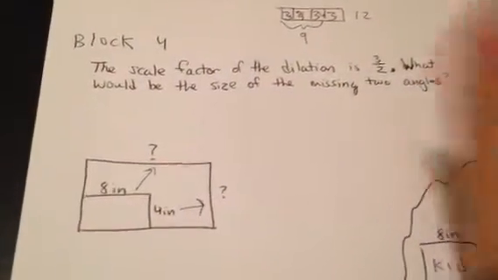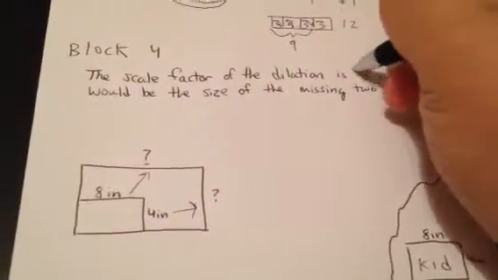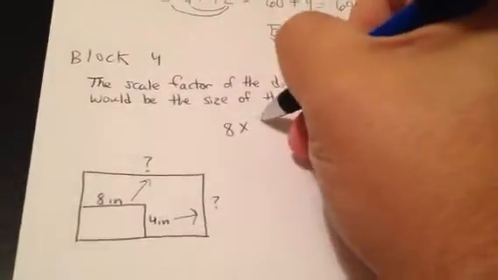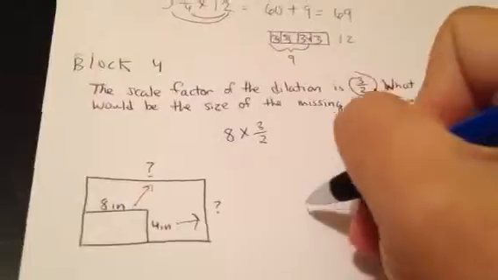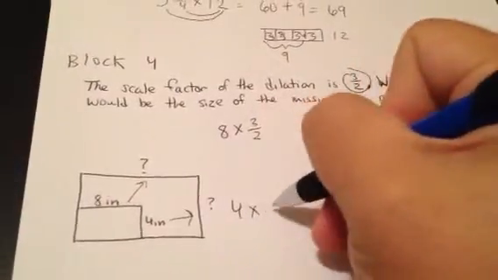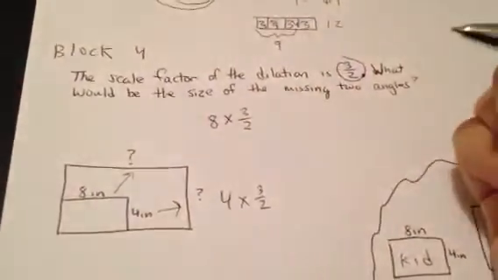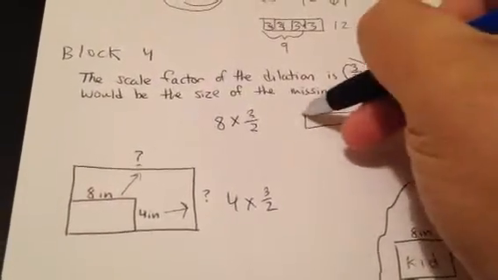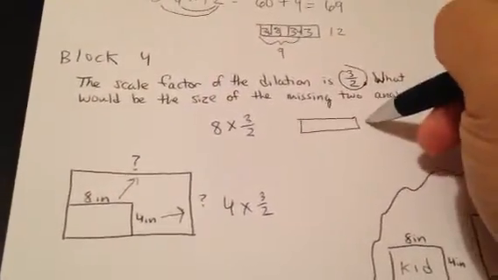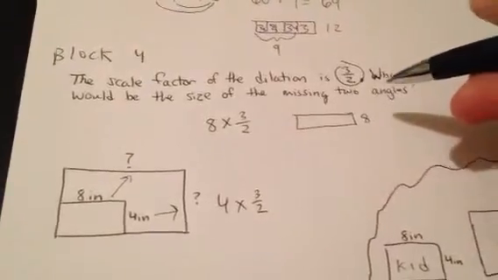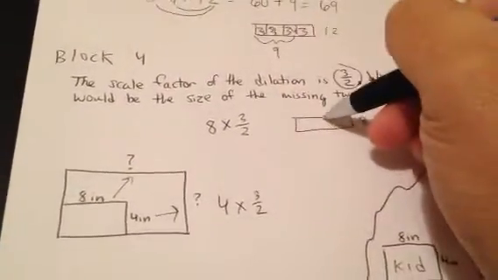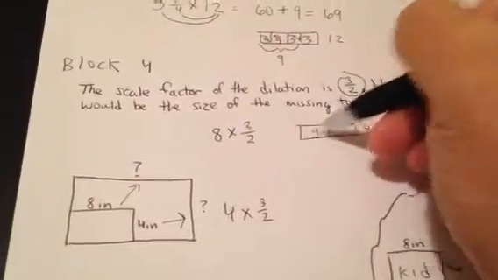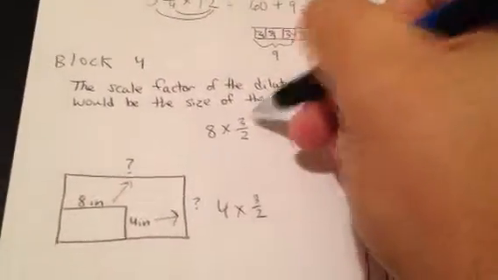How does it become that? Well, we use the scale factor. So 8 needs to be multiplied by 3/2, and 4 needs to be multiplied by 3/2. Alright, so the value of the tape diagram is 8. I know that each half is worth 8 divided by 2 is 4. And I need 3 of those halves.